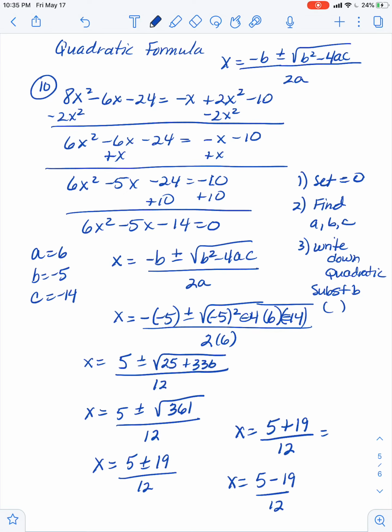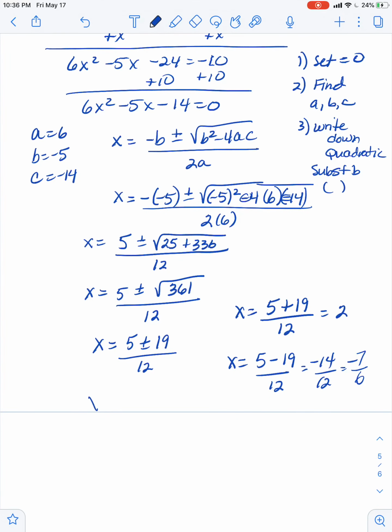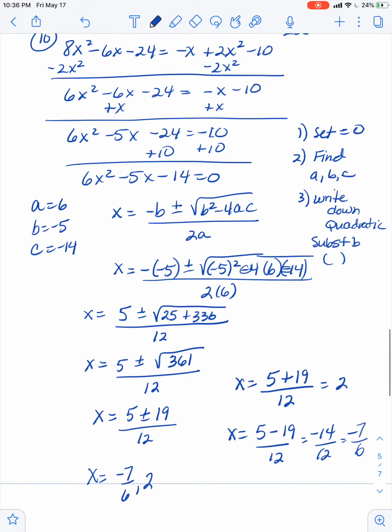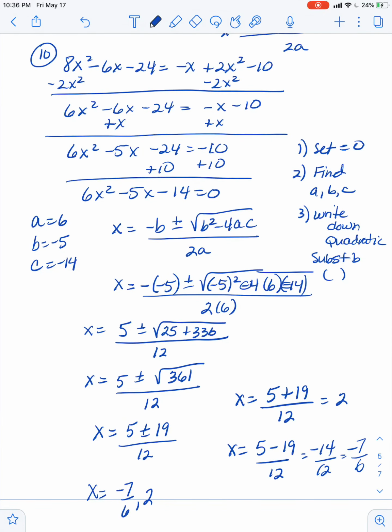So when I get this one, I'm going to get 24 over 12, which is 2. And on this one, I'm going to get a negative 14 over 12, and it'll reduce, so it's a negative 7/6. Okay? So x equals negative 7/6 and 2. Final answer. Now, that's a lot of work because I showed a lot of extra steps, but check it out. Make sure you understand everything that I did. I really think the key here is putting these parentheses. Those are very, very important.